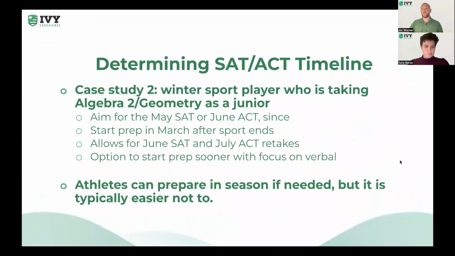Now let's take a look at a different student. What we have here is a winter athlete who is taking algebra 2 or geometry during their junior year. This student is going to want to aim for one of the end of junior year tests, because that's when they'll have all of the math. They will start their prep in March after their sport ends, and then they could take the test in the May SAT or June ACT, the idea being that they get to retake in the June SAT or July ACT dates. And then, of course, they'd have a third backup plan in the fall of senior year, if necessary.